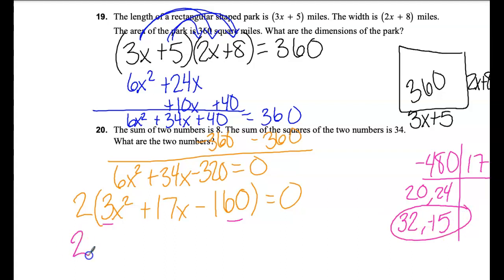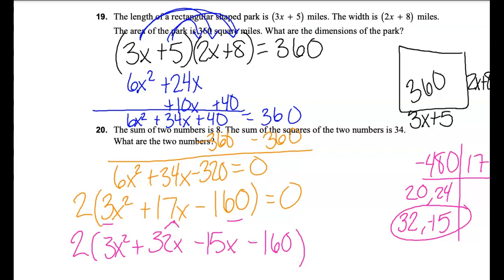So then I have 2 parentheses. I'm going to split this into 32x and negative 15x, but I still have a negative 160 and a 3x squared. Split it in half. So now I split it in half. Alright, so what would I pull out of this one? I can just pull out x. So I would have 2 parentheses, and for the first group I pull out x.